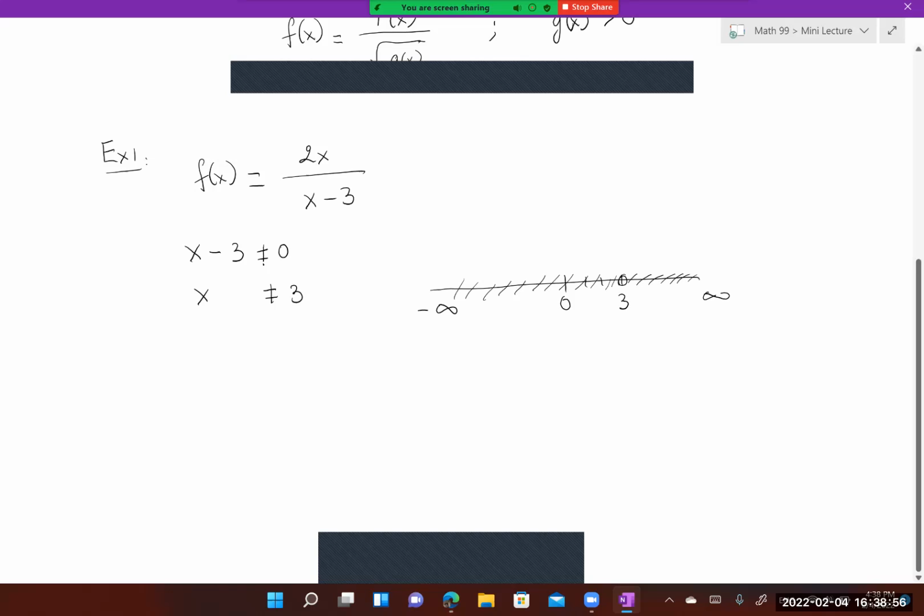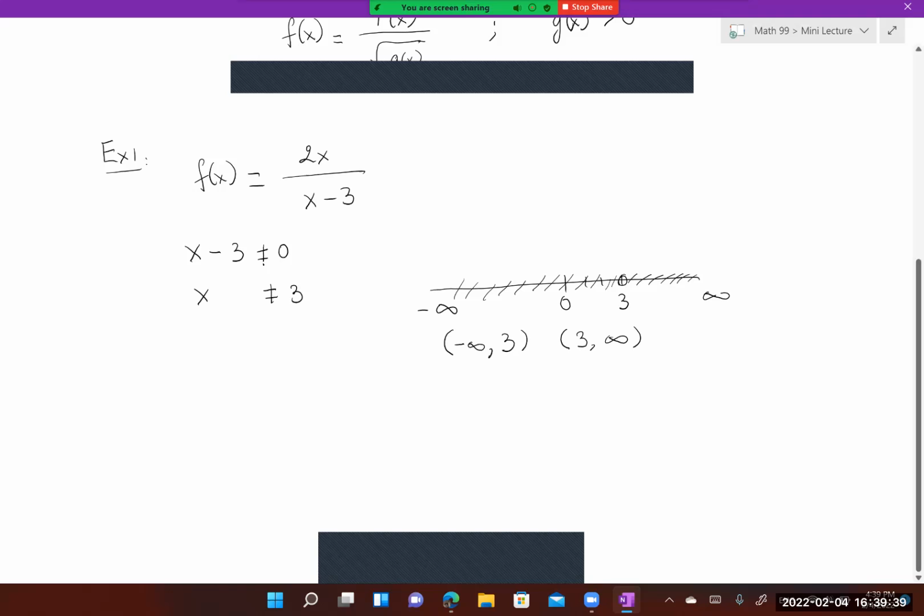Okay? So how do we convert what we just said into interval notation? The interval notation starts with a parenthesis and the negative infinity to 3. This set of numbers is all the numbers between negative infinity and 3. We go from the smaller number to the bigger number, from left to right. And the second piece of this domain is from 3 to positive infinity.